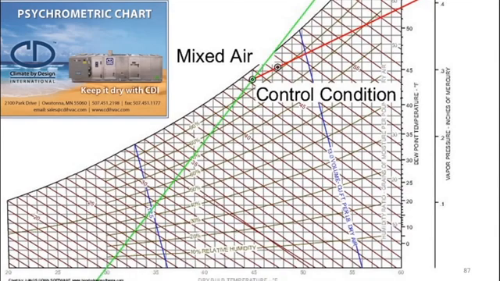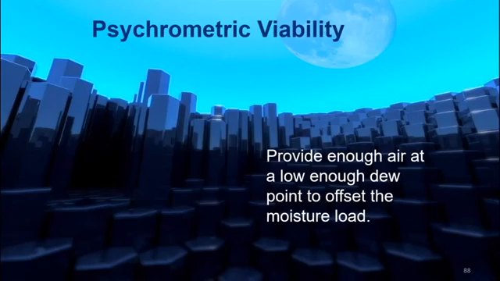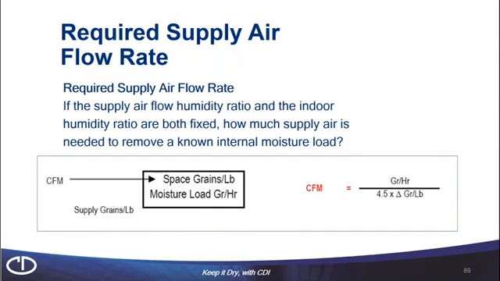So the question becomes, how can we get on that line so that we can dry up that room in the 1 hour that we've been given? How do we get to some place on that line? This is where we would look at the system and ask ourselves the question, can we provide air at a low enough dew point to offset that moisture load? And we'll look at temperature as well. Here's the formula that you could use to do that.